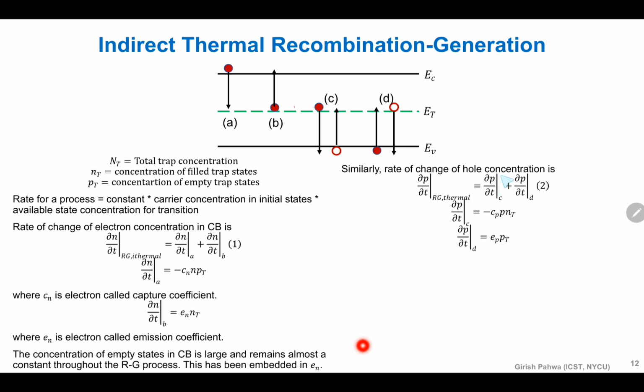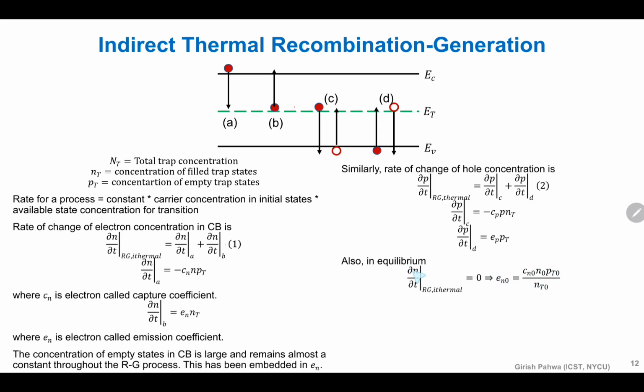These two individually are not 0, but the sum of them is equal to 0. Similarly, these two are not 0 individually, but the sum of them is equal to 0. So what do we have? In equilibrium, del N by del T due to Rg I thermal is equal to 0. If I make it equal to 0, it means this is equal to the minus of this. So this is going to be related to this. En into Nt will be equal to Cn into N into Pt. So En equals Cn n Pt divided by Nt.